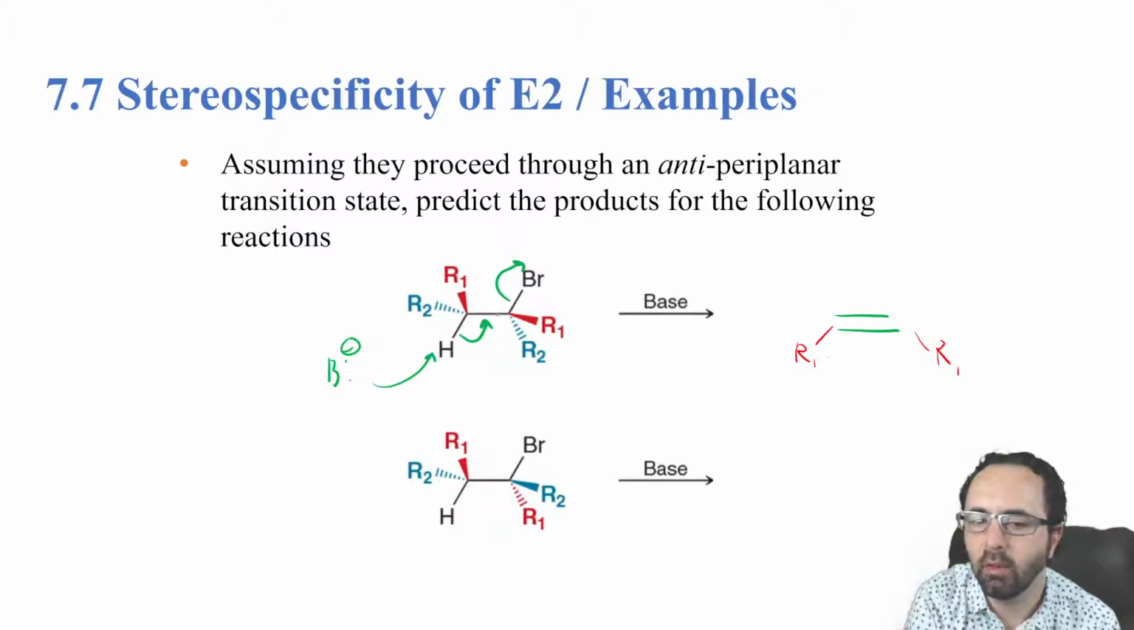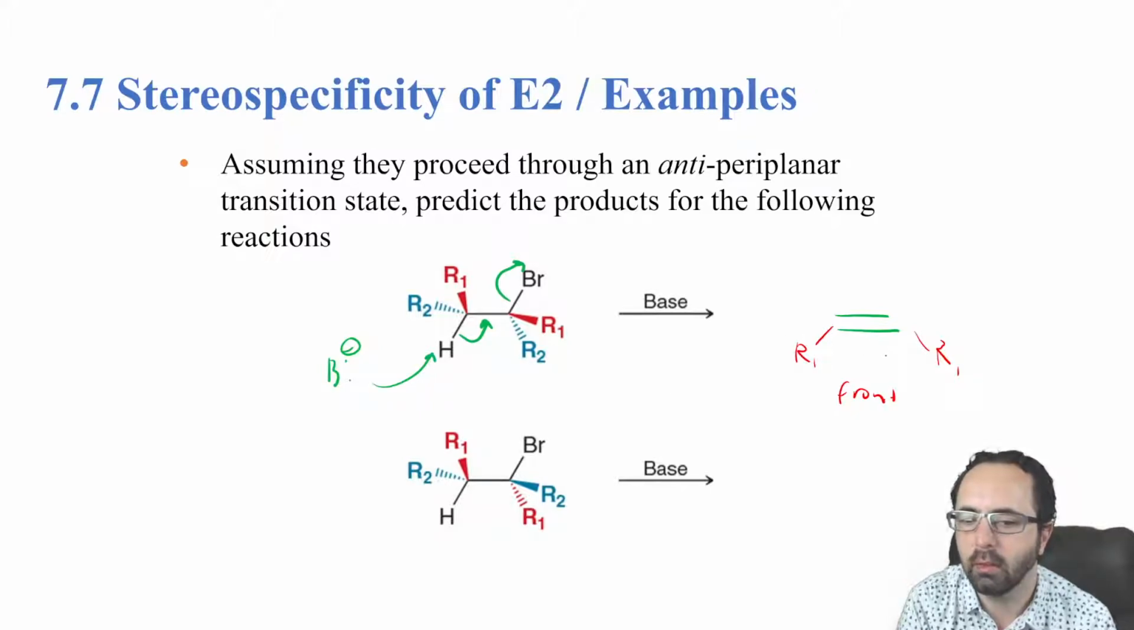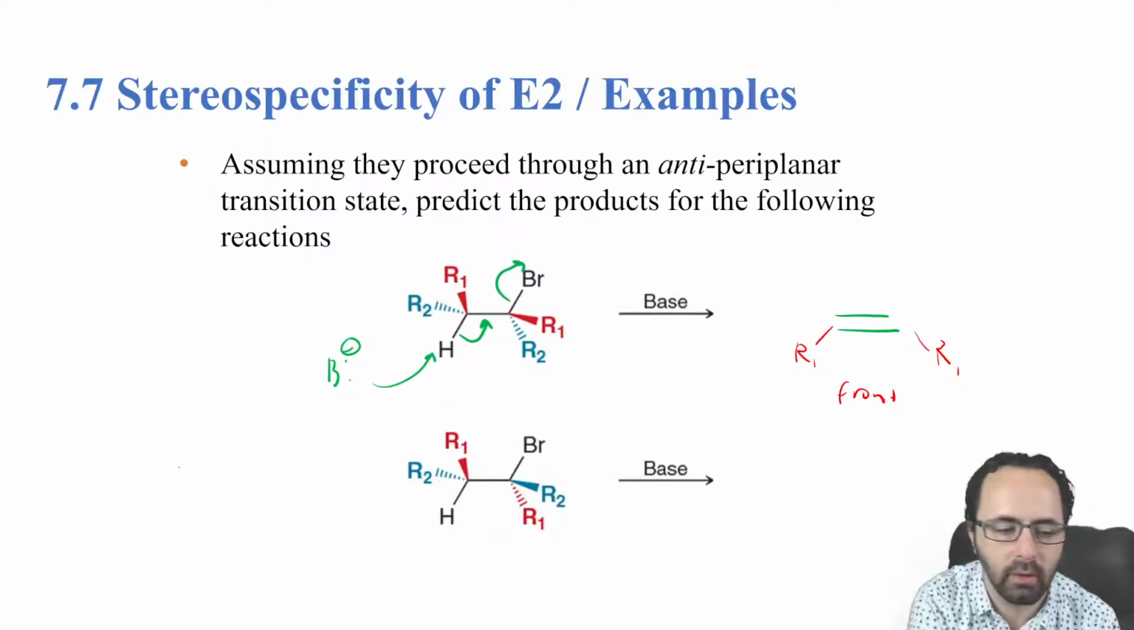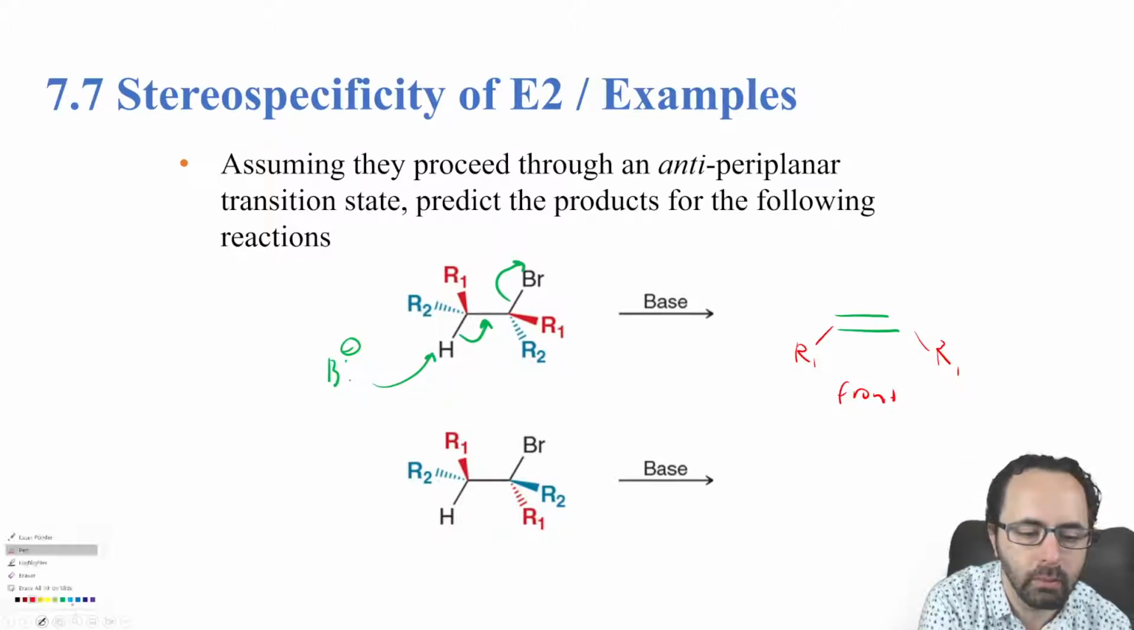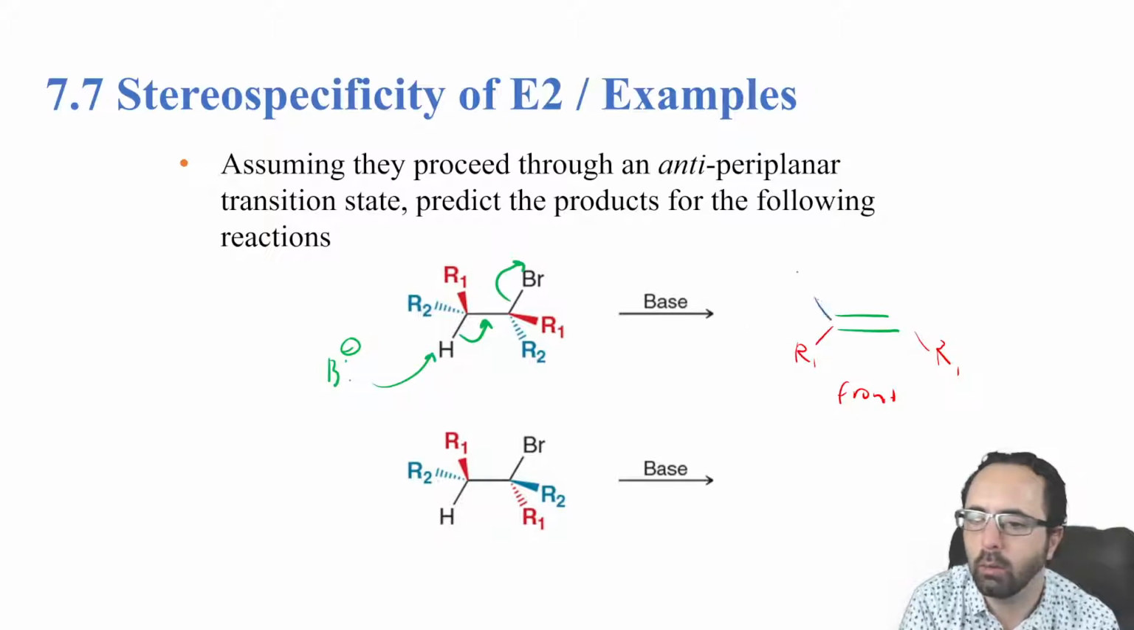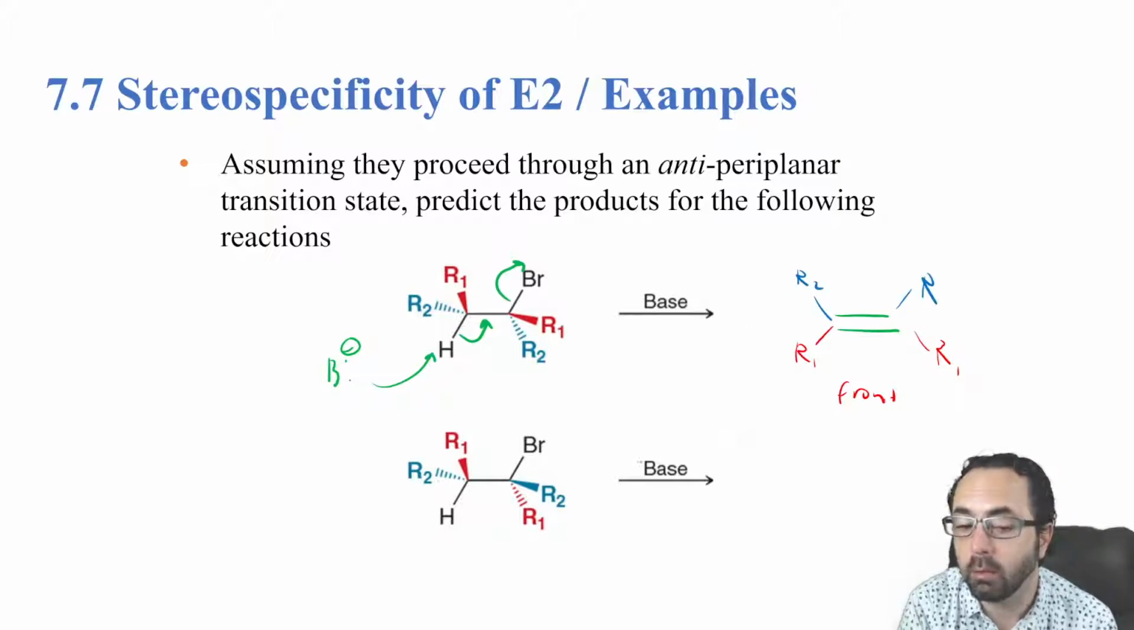So let's call the bottom here the front. This is the front, where the wedges are sticking out. These are going to be on the same side. It's just going to flatten out to where these R groups are in the plane of the page. And then the R2s will be here. That's the only possible product you can have.